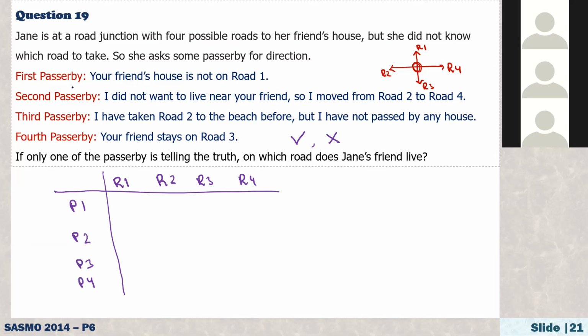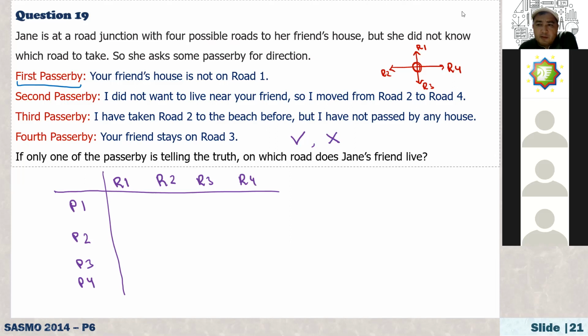Aydın, can you read the first passerby's statement? Your friend's house is not on road 1. What does it mean, Aydın, here? What is it trying to say here? He says your friend is not on road 1. So from this statement, Aydın, what do you understand? We understand that maybe your friend is living on road 2 or road 3 or road 4, right? Yes. So that means that for sure it is not on road 1.